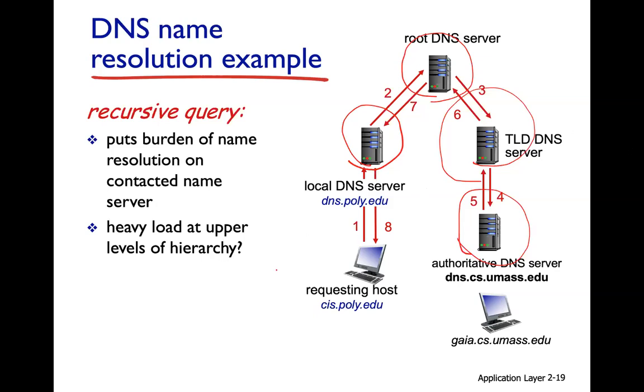So now, is there any issue? Okay, there's a kind of issue associated with this query. If I have another customer who wants to access the same place, it will do the same thing. It will follow the same style, go back to the root and the TLD, then the authoritative DNS, and then come back. But it goes through the same path, right?